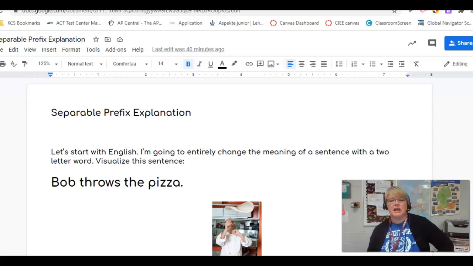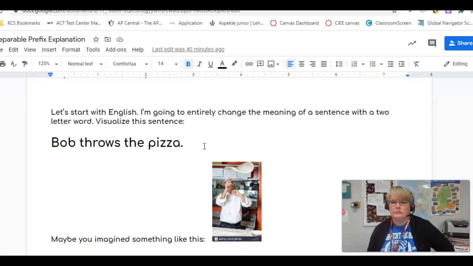Let's talk about separable prefix verbs. So this is our first kind of strange verb. Also, there's going to be more weird verbs. But this is the first one that doesn't exactly follow what we've learned so far. So we're going to start out talking about English just a little bit because English has things like this too.